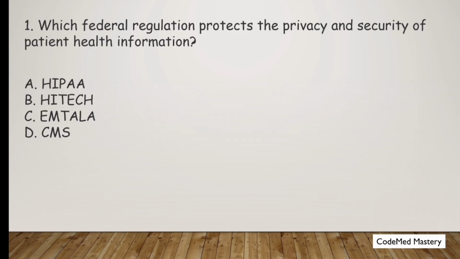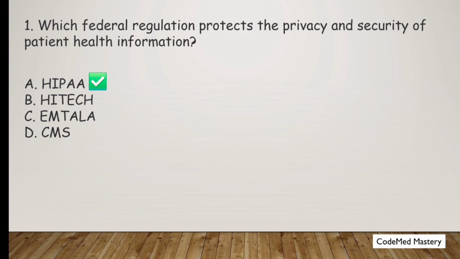Which federal regulation protects the privacy and security of patient health information? Option A, HIPAA, option B, HITECH, option C, EMTALA, option D, CMS. The right answer is option A, HIPAA, Health Insurance Portability and Accountability Act. It protects the privacy and security of the patient health information.